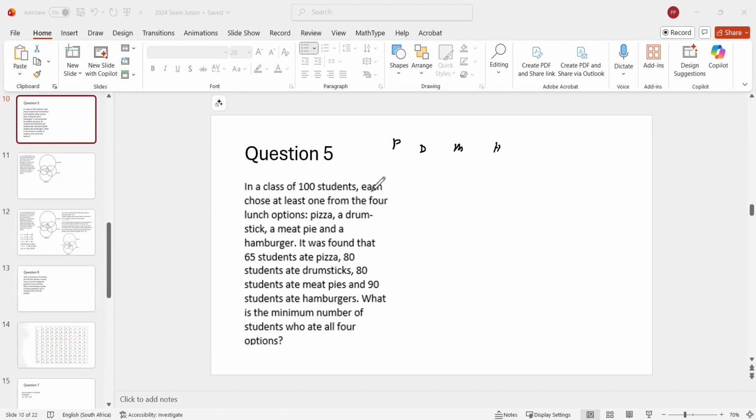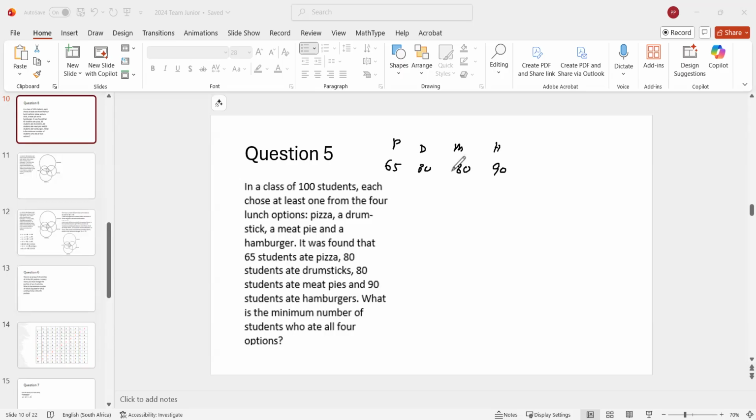Okay, it was found that 65 students ate pizza, 80 ate drumsticks, 80 again ate meat pies, and 90 ate hamburgers. All right, and there are 100 students altogether. What is the minimum number of students who ate all 4 options? So you need to get the smallest number of people who ate all 4.